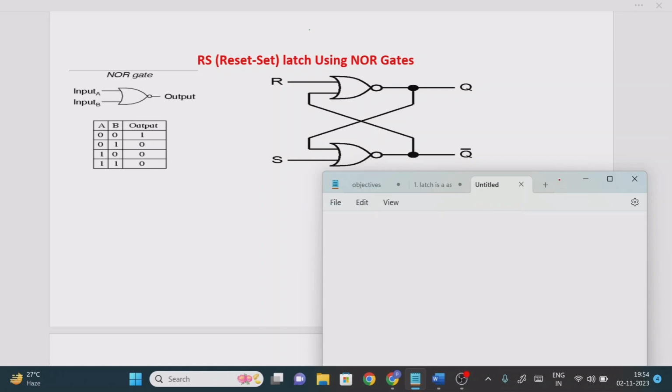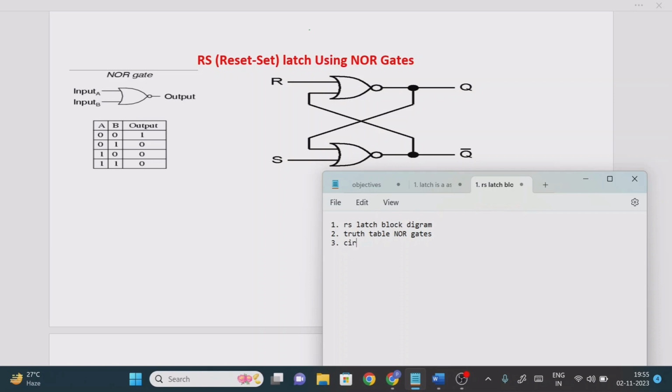Here we need to design the RS latch by using NOR logic gates only. First, let me write the objective of today's class. First, we are going to write the RS latch block diagram representation. Once it is done, the second step is to write the truth table for the NOR logic gate. Why the NOR gate? Because by using the NOR gate truth table, we are going to design the RS latch or SR latch.